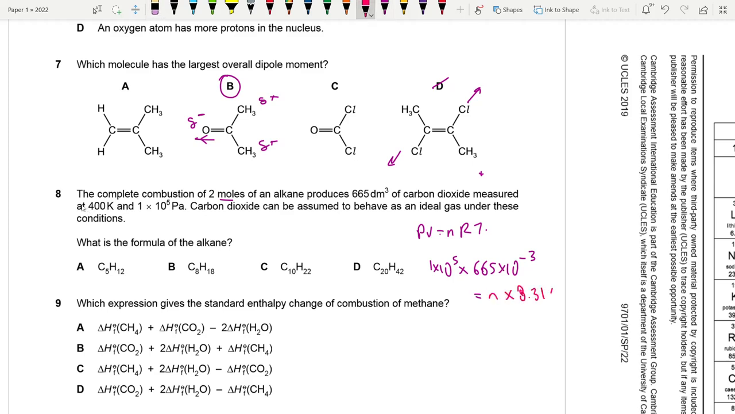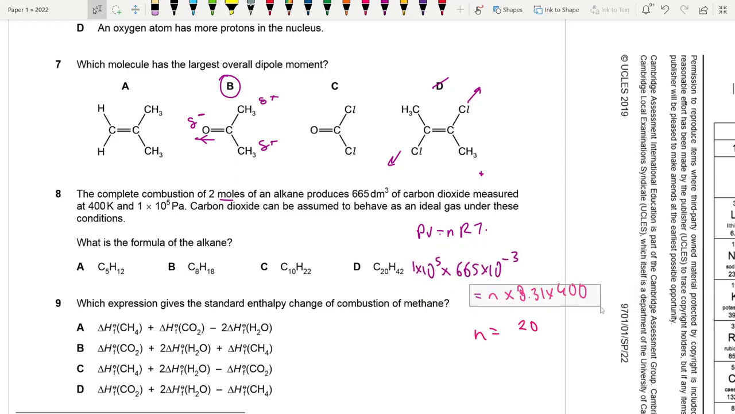So 8.31 into 400 Kelvin. So let's find out n. 1 into 10 to the power 5 into 665 into 10 to the power minus 3 divided by 8.31 divided by 400. That gives us a value of 20 moles of CO2 produced after the combustion.